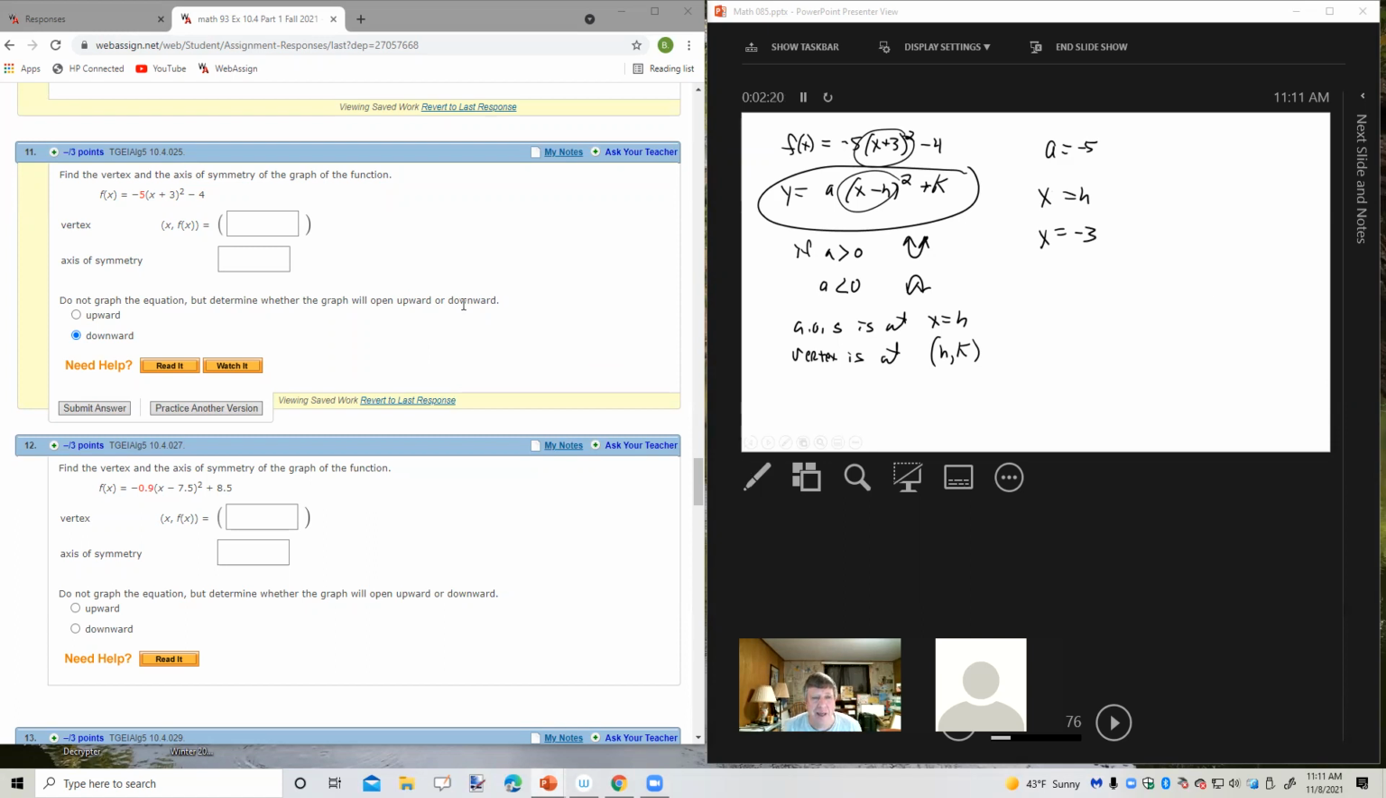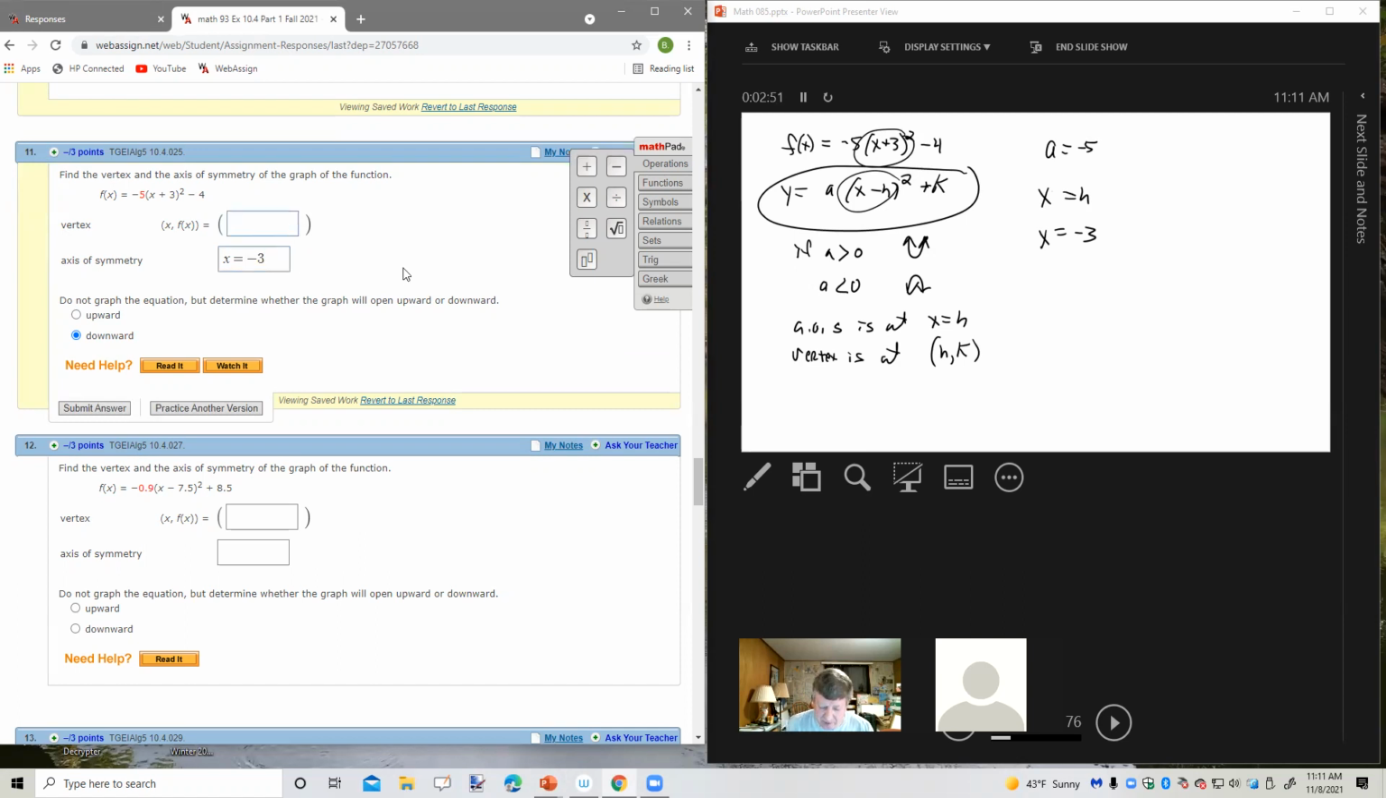Axis of symmetry. Now, this right here is the most missed problem on the test because students don't do what I'm going to tell you you have to do right now. The axis of symmetry is not a value, it's an equation, and it has to be x equals whatever value that is, in this case, -3. If you just put in -3, it's going to be wrong.